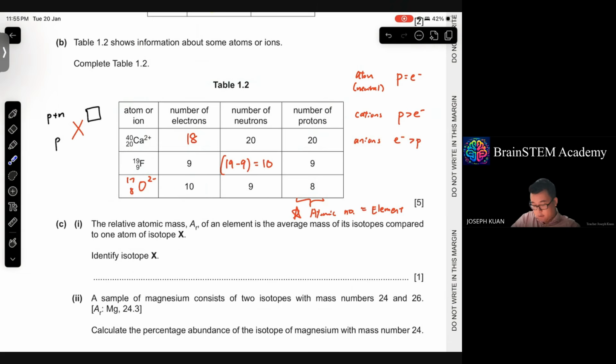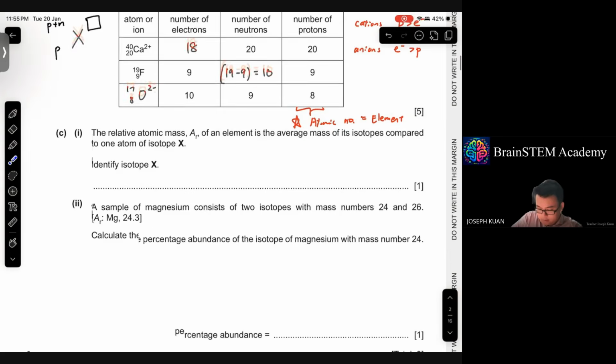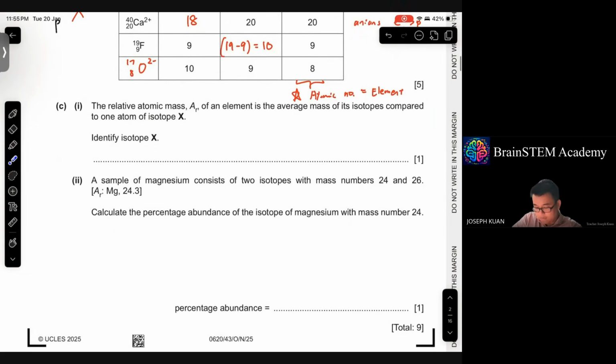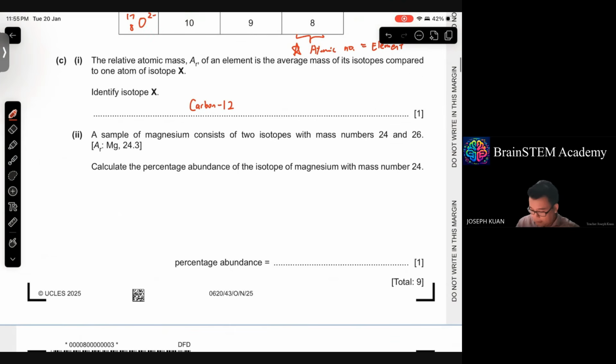Next, Ar, the relative atomic mass of an element, is the average mass of its isotopes compared to one atom of isotope X. What is the isotope? Carbon 12. This comes from the definition, and there's a history behind it. If you're interested, you can search about why they use carbon 12. I'm not going to explain that further.